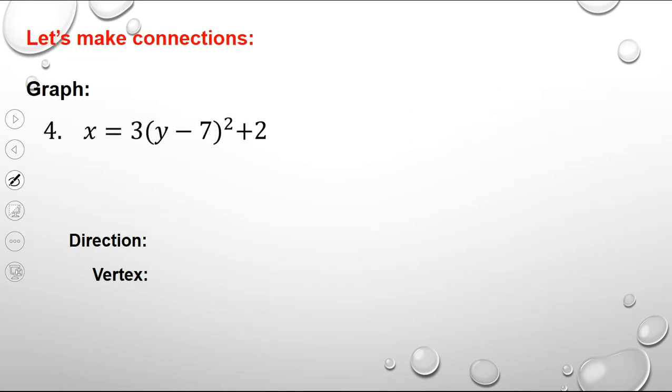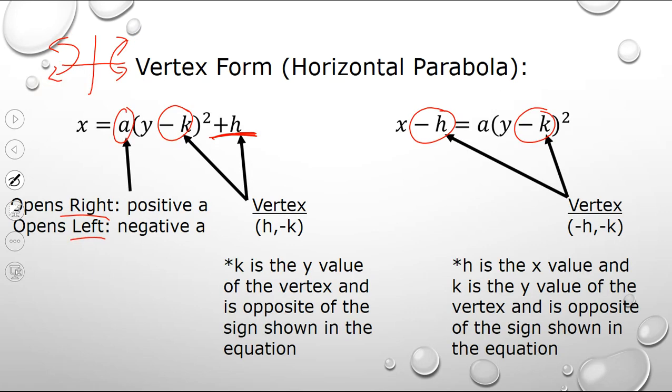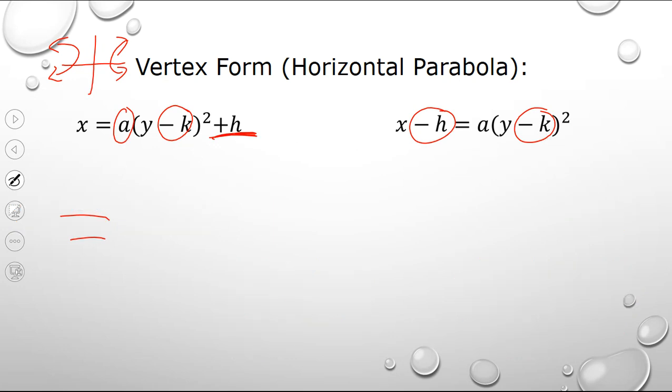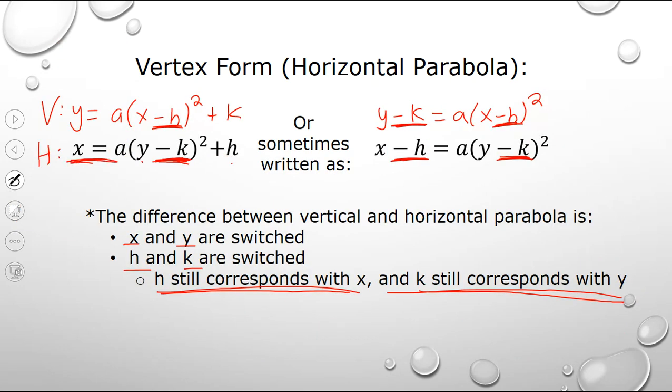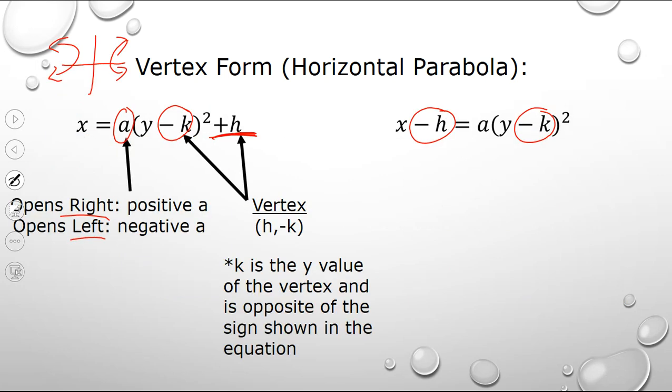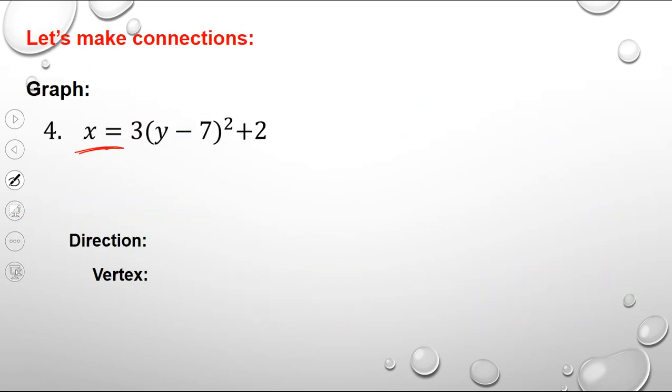Right, but h and k is still the vertex, and the signs are still switching around when they need to be switched around. So here I have a horizontal parabola. By the way, how can you tell the difference between a horizontal one and a vertical one? Well, it's pretty much a dead giveaway. The x equals is a horizontal, the y equals is a vertical. So you can see in these examples, we're going to see x equals. That indicates, of course, a horizontal parabola.